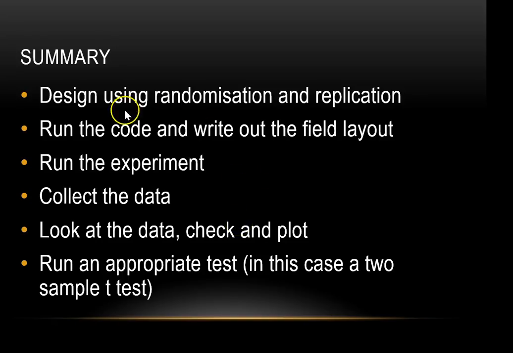So what we've done here is we've designed a 2-sample small experiment using randomization and replication. We've run some code. We've written out the field plan. We've run the experiment. We've pretended 3 months has gone past. We've collected the data. We've looked at the data, checked and plotted it, and run an appropriate test, in this case a 2-sample t-test. So what I'd like you to do is, with the code, put this into R and run it through and see how you go.